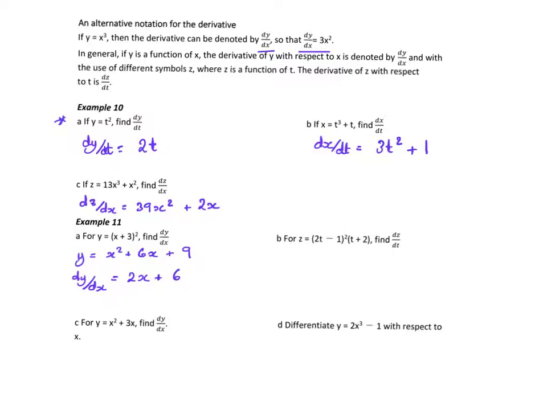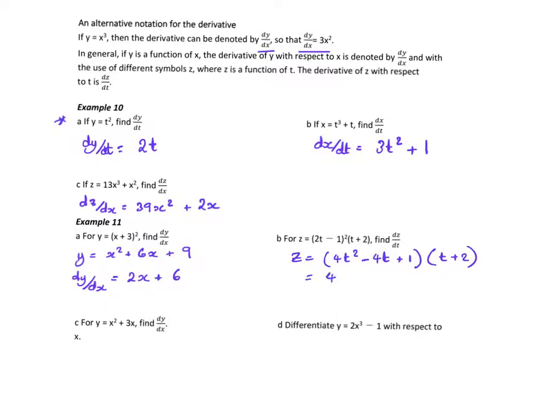What about the next one? There's a bit of work in terms of expanding this out. So again, you've got z is equal to, let's expand that bracket out, and you've got 4t squared minus 4t plus 1, and then times it all by t plus 2. Let's keep expanding that. So everything in one bracket needs to be expanded by everything in the other.